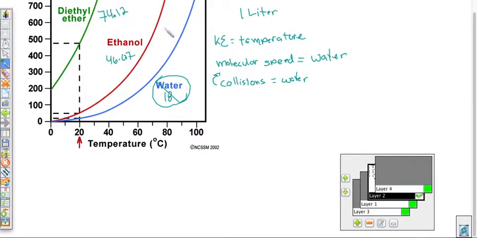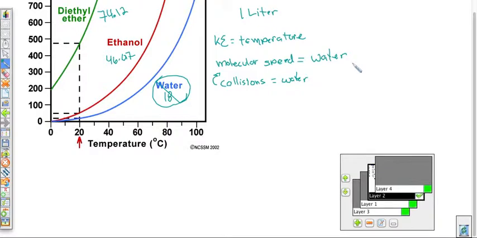It's 74. So remember, kinetic energy is mass and speed. So when you multiply mass and speed together, they're all going to be the same. Right? But if this is 18 and that's 74 times something, whatever else this is multiplied by compared to this is going to be a lot bigger. So the water molecules are going to be moving the fastest and causing the greatest collisions on the container.